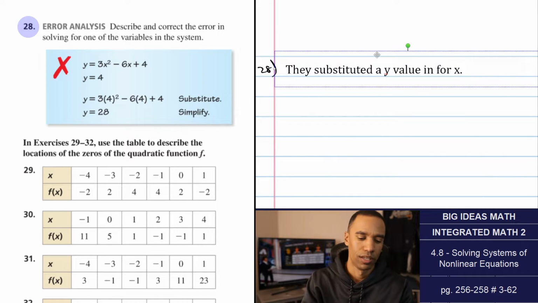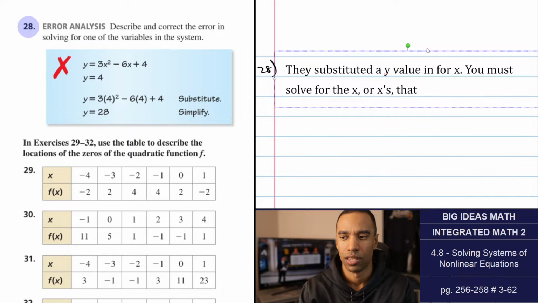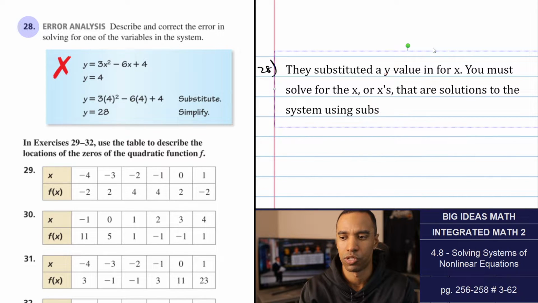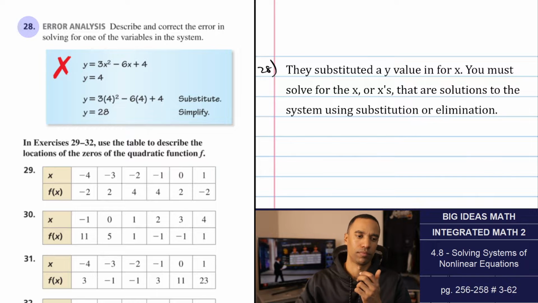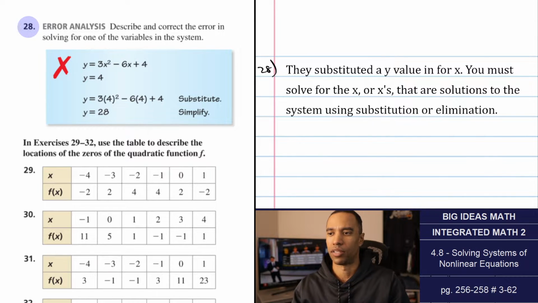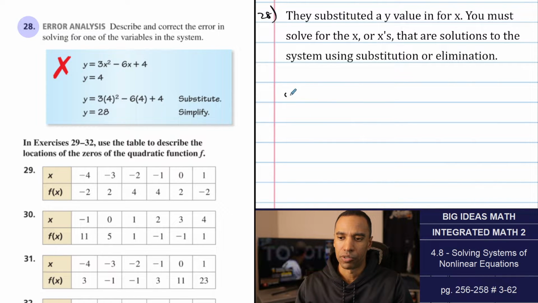You must solve for the x or x's that are solutions to the system using substitution or elimination or graphing, but of course I think they want you to do it algebraically, using substitution or elimination. Now which one am I going to do? We've done less substitution, even though elimination might make more sense. I'm just going to go and use substitution.